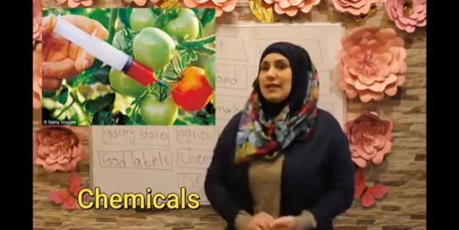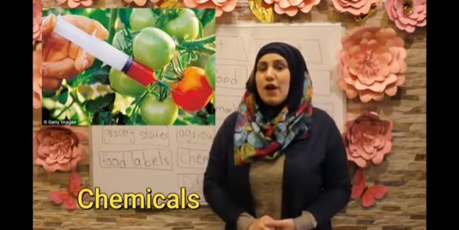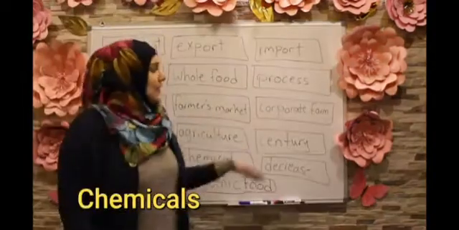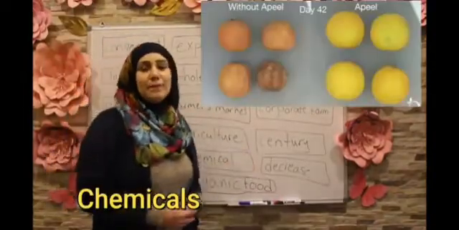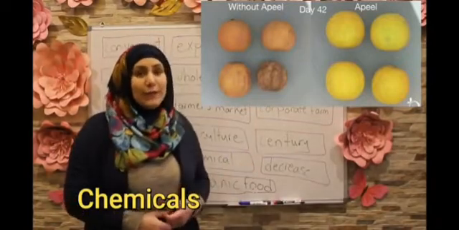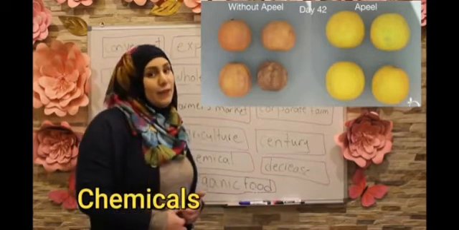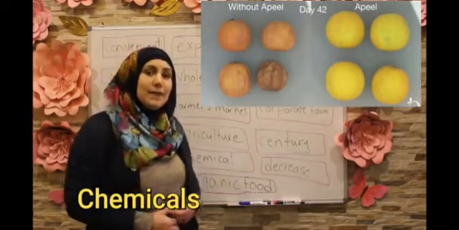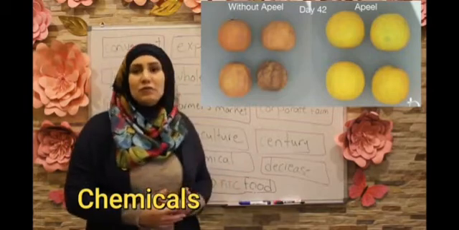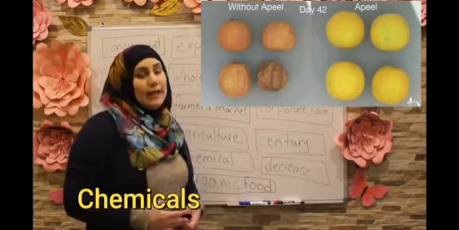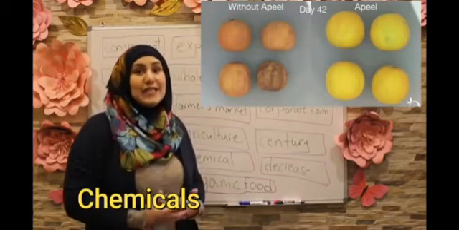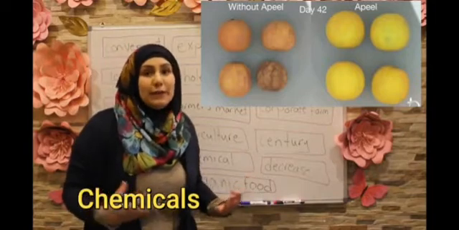That's why they're injecting this red chemical, for it to be red and vibrant. Now in this picture here, I have a comparison between lemons, one with chemicals and one without chemicals. Now after 42 days, the lemons with the chemicals look fine and really yellow, while the ones without the chemicals actually spoil and we're unable to eat them.